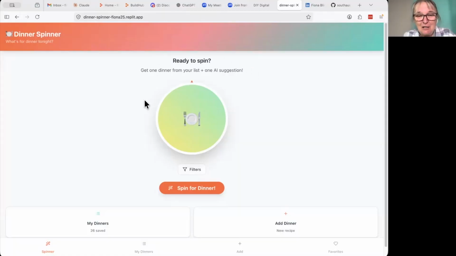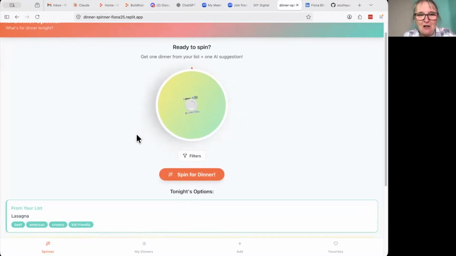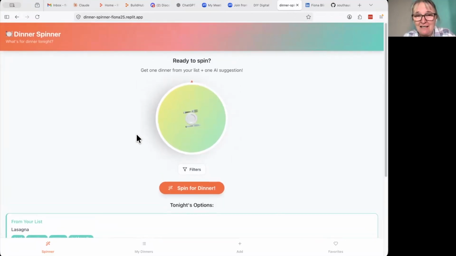But the next one, which is a bit pertinent to this buildathon, is this dinner spinner. If you spin this for dinner, it comes up with a few ideas for dinner. Now, I don't really like this one. I'm going to start it completely again. I'm not going to try and build from this one.